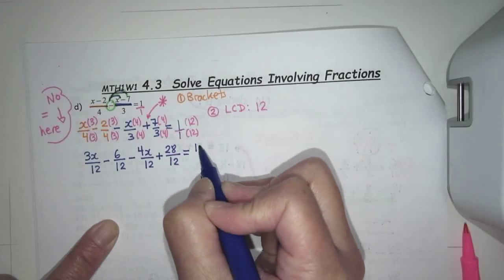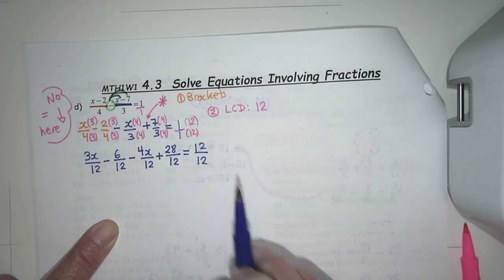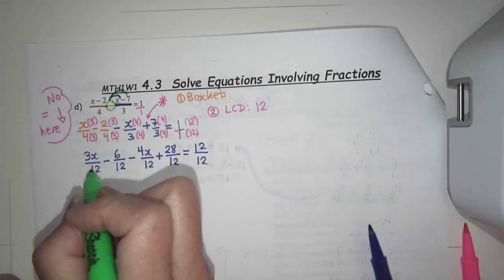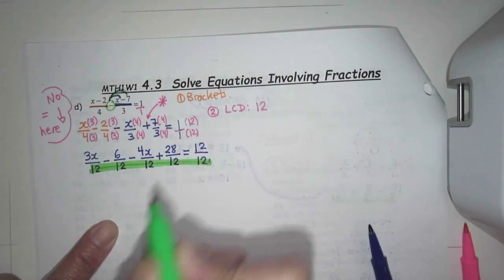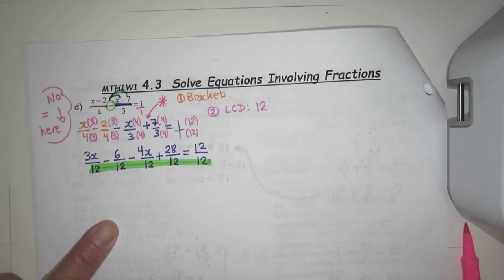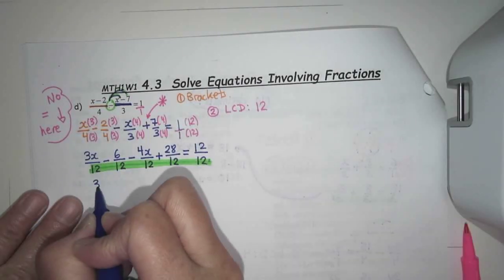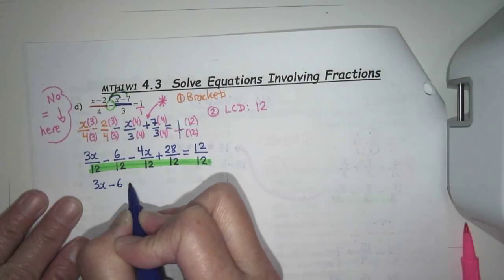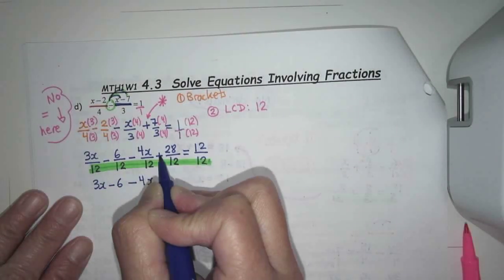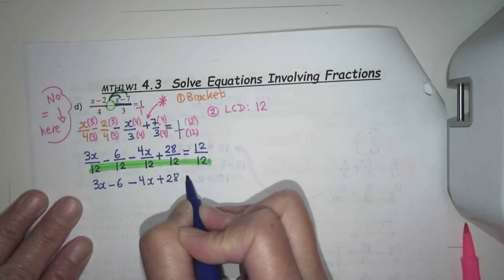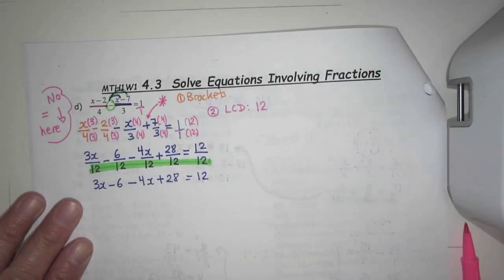So see how I'm trying to line up my equals better? 12 over 12. Once they are all the same, right? Once they're all the same, then we dump the denominators and we go 3x minus 6 minus 4x, keep the sign in between, plus 28 equals 12.